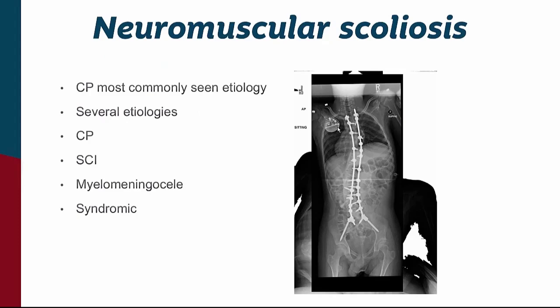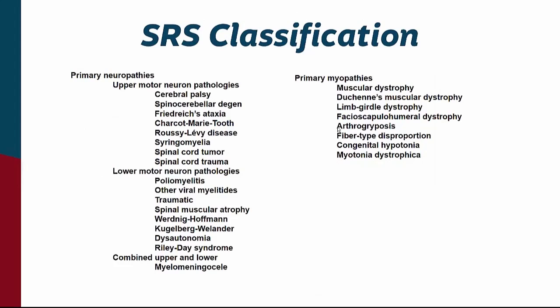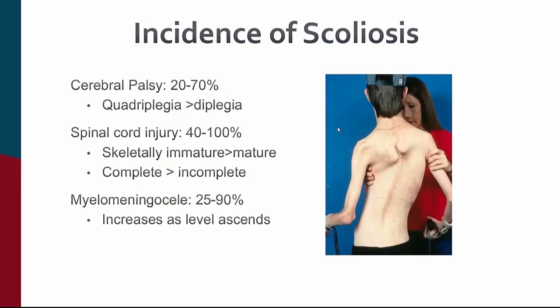Neuromuscular scoliosis is another large category that we see in patients, most commonly with the diagnosis of cerebral palsy, but it may include things such as spinal cord injury, myelomeningocele, and subtypes of syndromic scoliosis. The SRS, the Scoliosis Research Society, defines it in subcategories of primary neuropathy, including upper motor neuron, lower motor neuron, or combined, or primary myopathies. The incidence varies, but can be anywhere from 20 to 70% in patients with cerebral palsy.